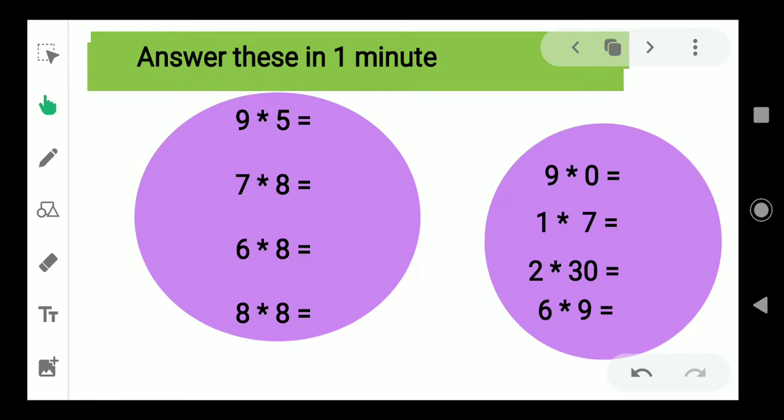9 into 5 is equal to, 7 into 8 is equal to, 6 into 8 is equal to, 8 into 8 is equal to, 9 into 0 is equal to, 1 into 7 is equal to, 2 into 30 is equal to, 6 into 9 is equal to. Did you finish it? Just check those answers. If those answers are correct, you are thorough with multiplication table. Otherwise, please learn it once again.